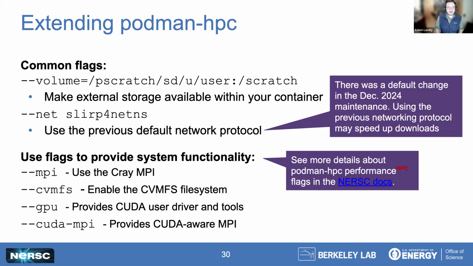Going down to things below, these are some additional system functionality. Again, we'll talk about MPI in detail later. Giving it the GPU flag allows your container to see the CUDA driver and tools that we have available. And there's some more of these. I'm just going to point you to the link here for the NERSC docs. We're going to get started with MPI today. Know that there are other things out there as you start to figure out what you need to be doing for your container. Look through the flags that we have, look through our documentation, and hopefully it'll be fairly obvious which ones to use.